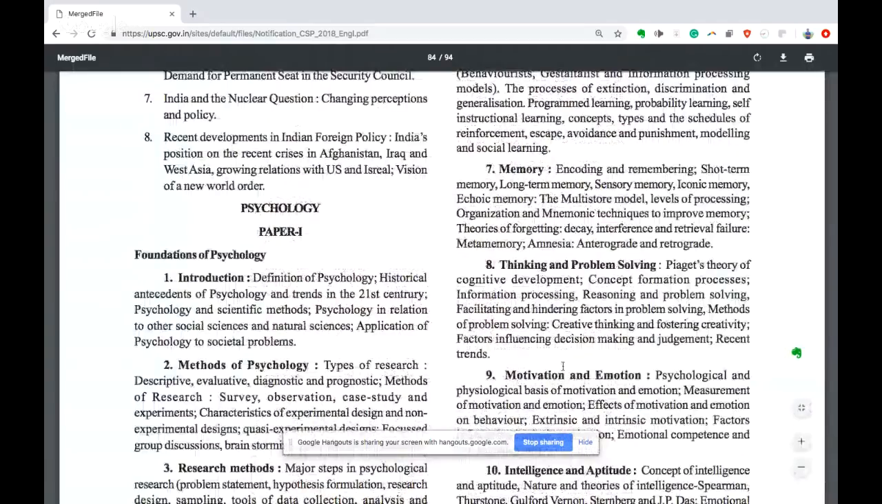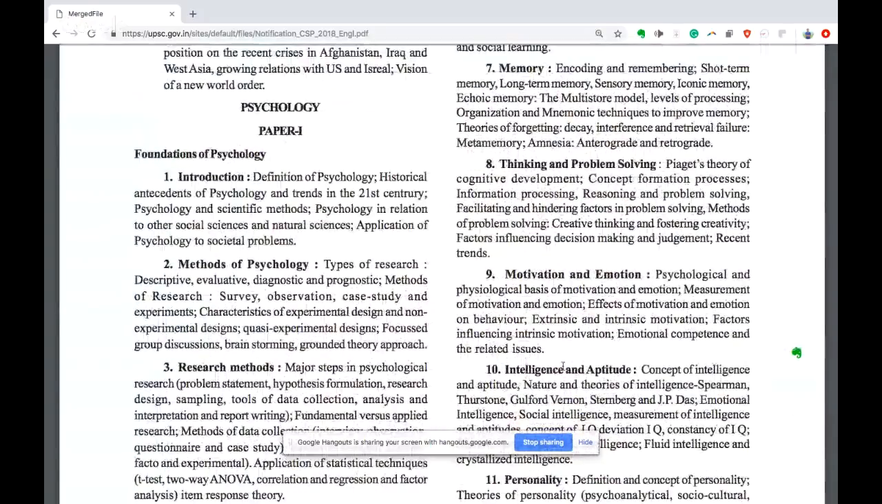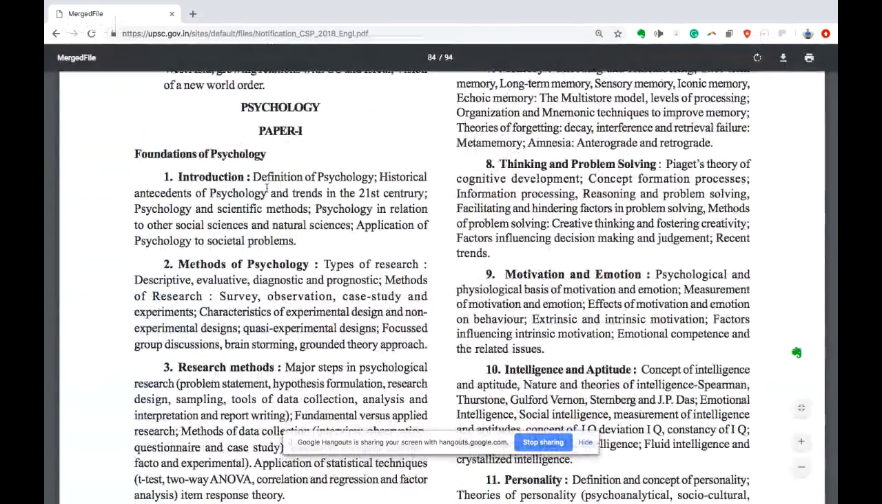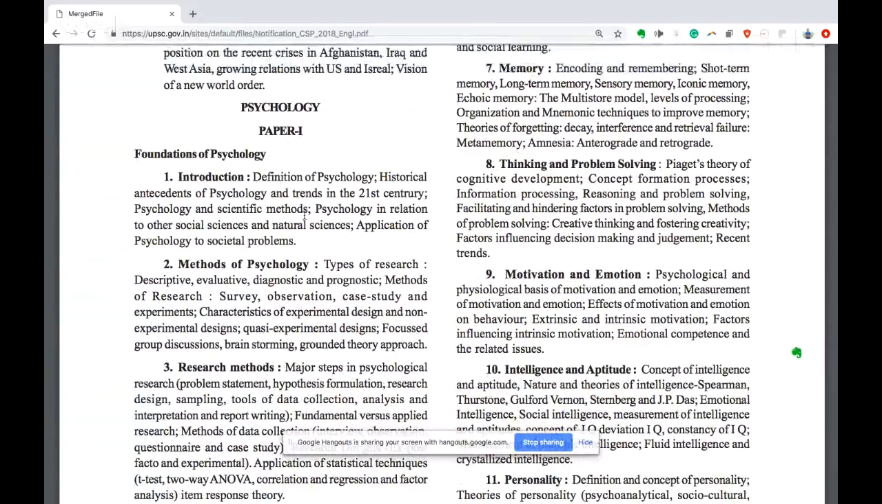Okay. So if you see, I'm here right now. It says definition of psychology. So basically, what is psychology? Psychology is a study of mental behavior, mental processes, and human behavior. And there are other technicalities to it, which we'll come to later.